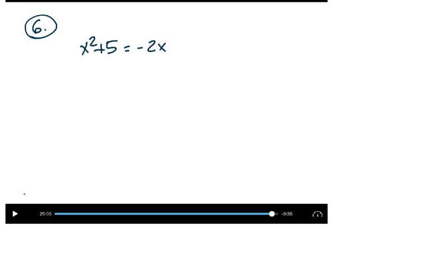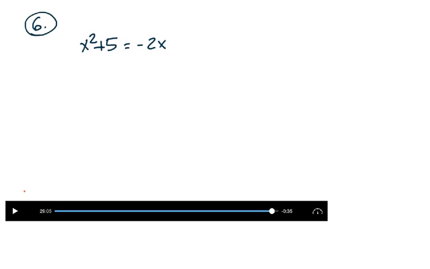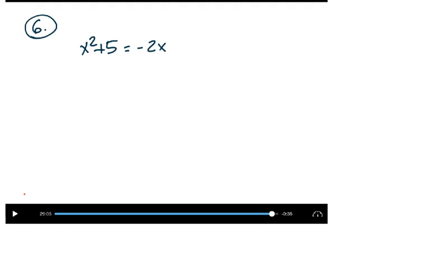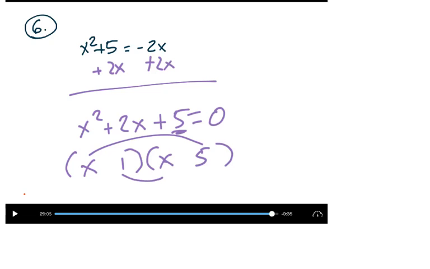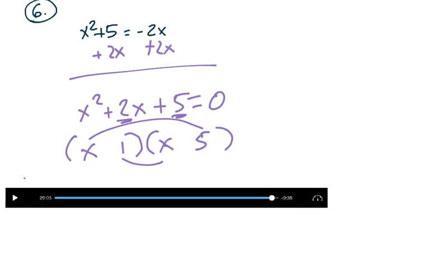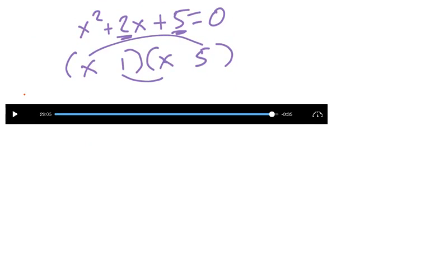So number 6, again, if you have 3 different types of terms, then you want to move everything over to the same side. So I'm going to start number 6 by adding 2x to the other side. And this is going to give me x squared plus 2x plus 5 equals 0. And I could try, like in the previous example, I could try to factor it out. It'd have to be 1 and 5 because 5 is prime. I know it's not going to work because there's no way that 5 and 1 can get me back to 2. So this is not going to work by the guess and check method.